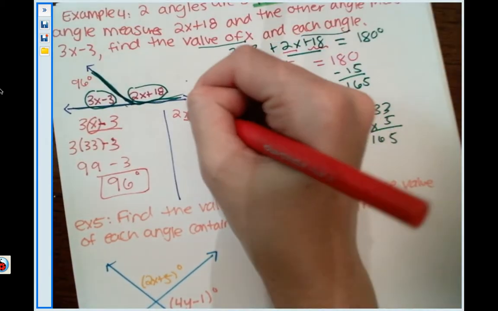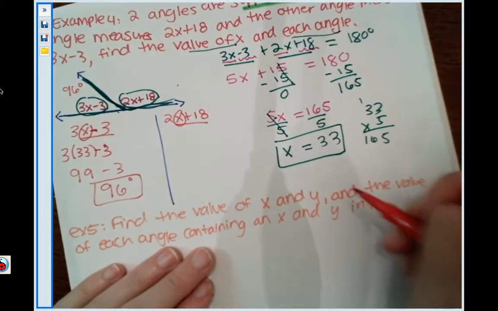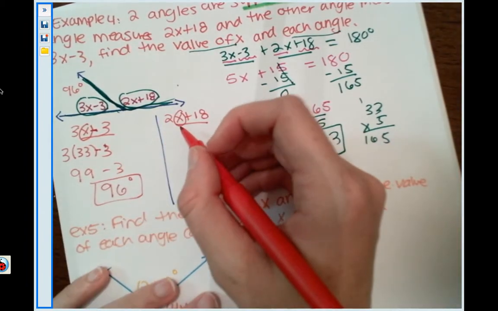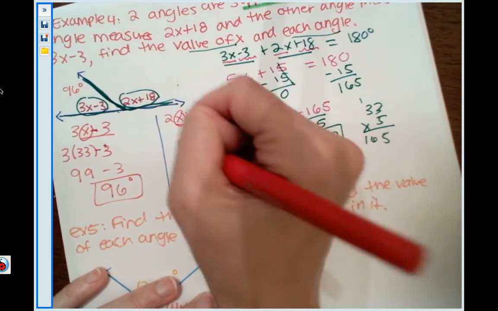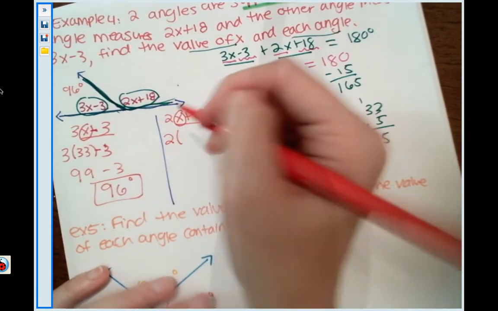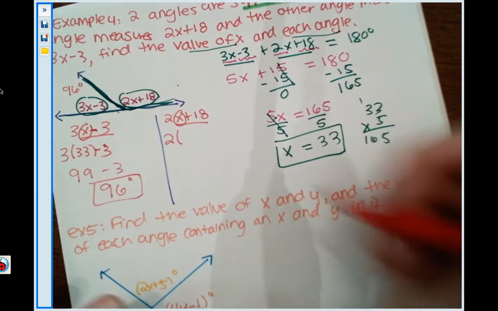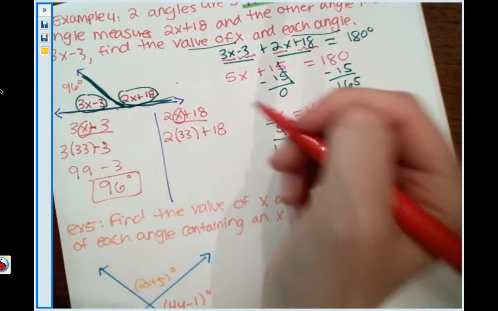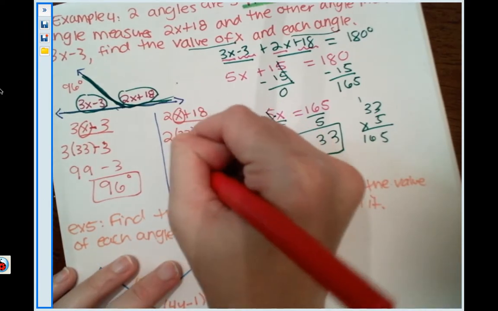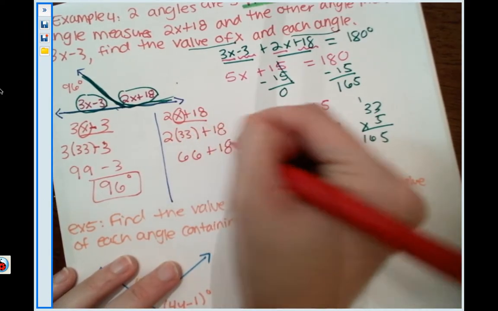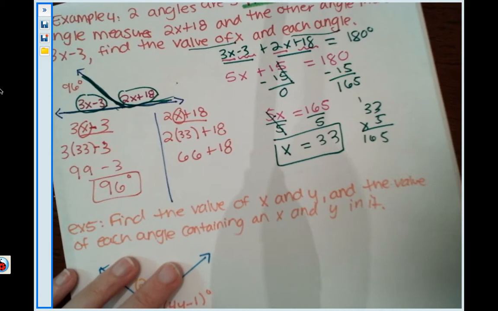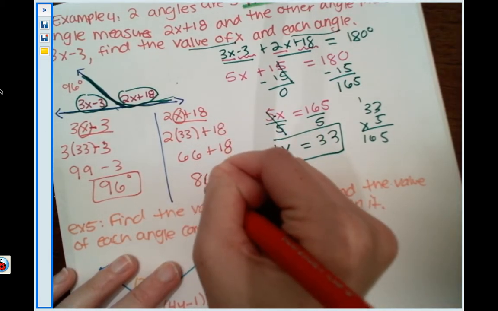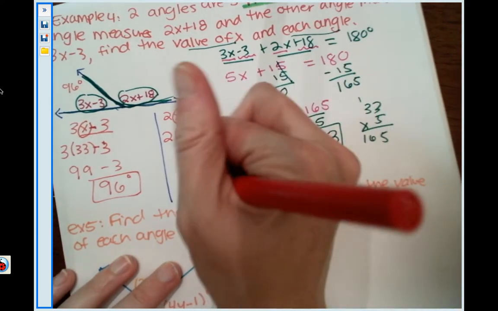Again, I have another x. I've got to replace the x with a 33. So I'm going to substitute in my 33 for the x and solve that thing for the angle. So it'll be 2 times my x, which is going to transform into a 33, plus 18. So 2 times 33 gives me 66 plus 18. Well, that is going to give me 86. Or hold on, 84. Sorry, guys.